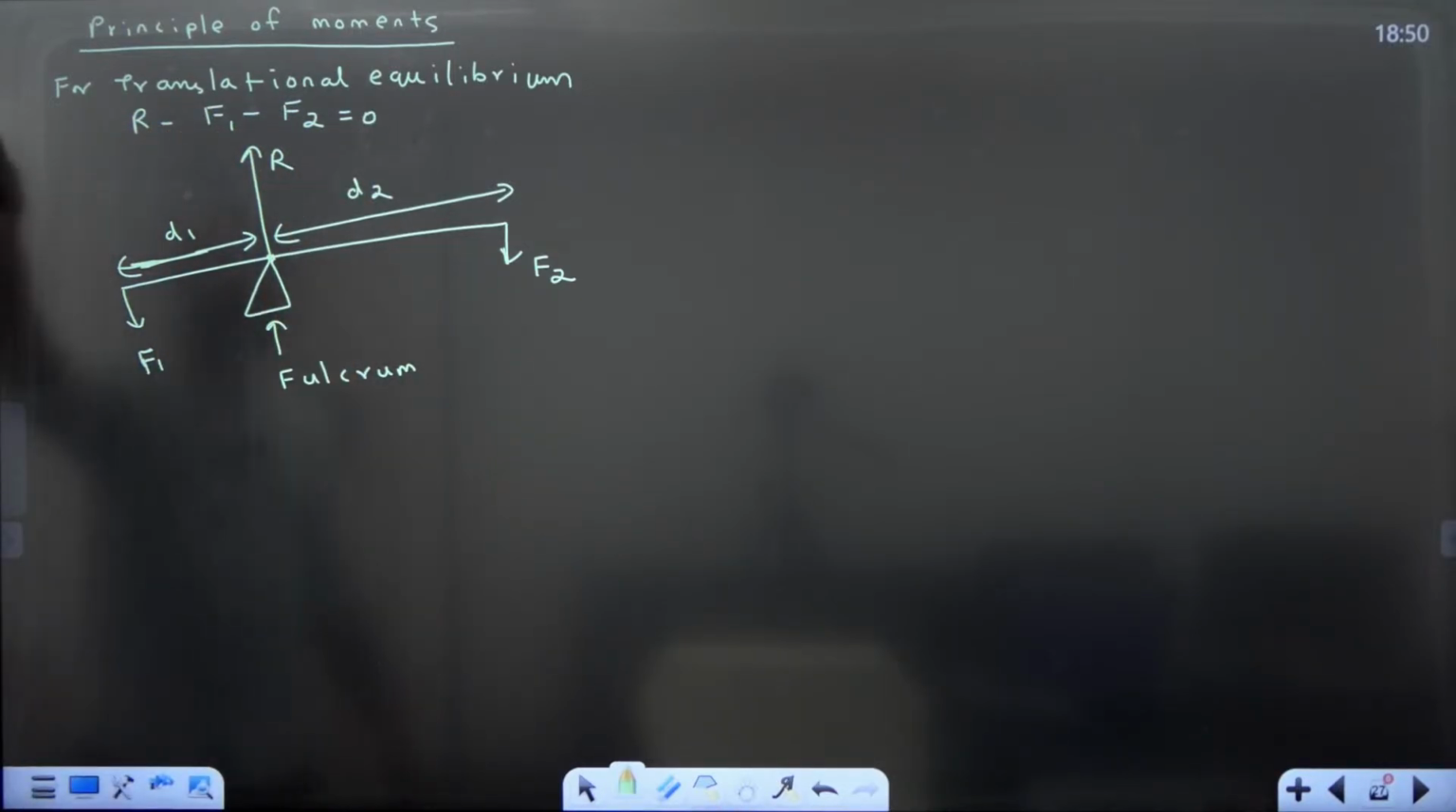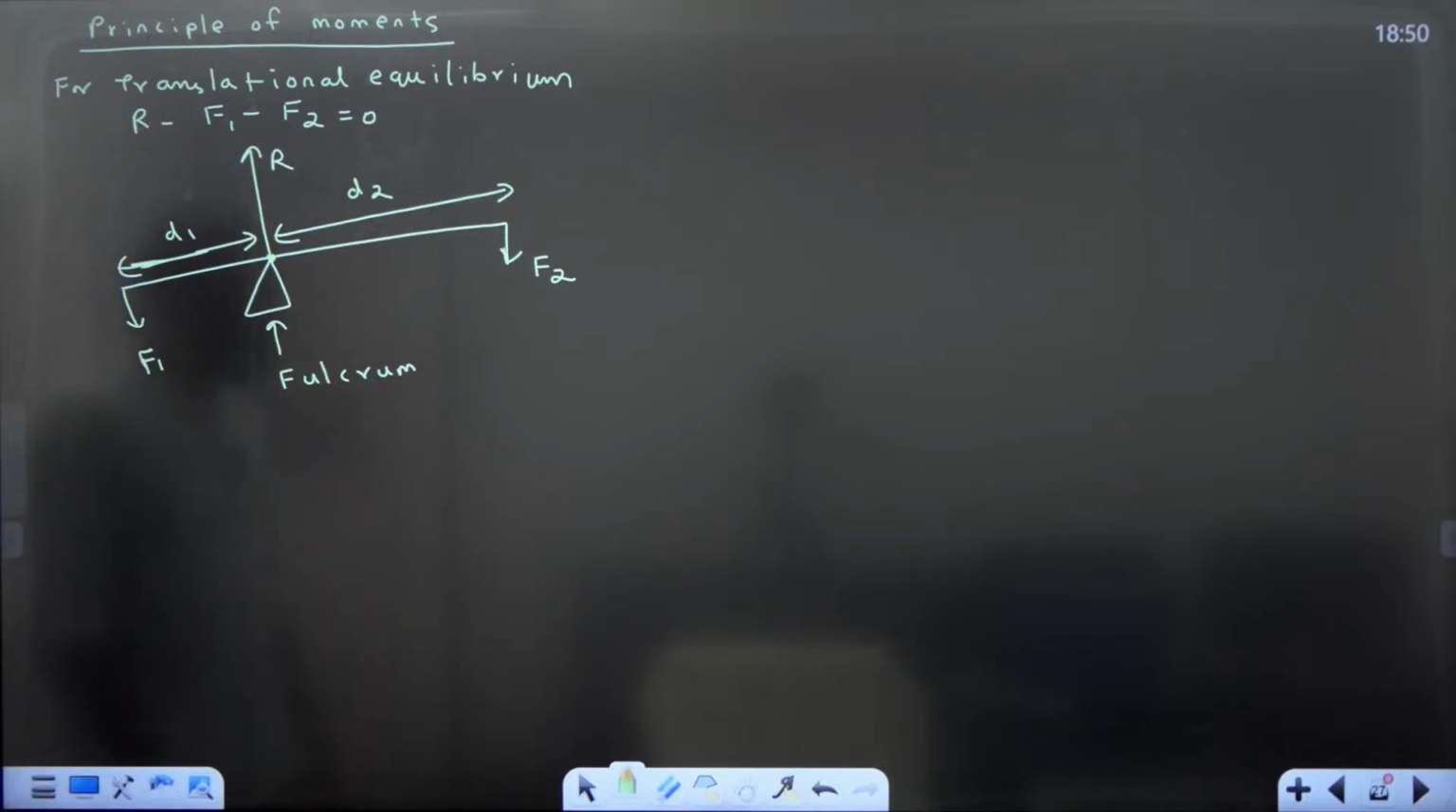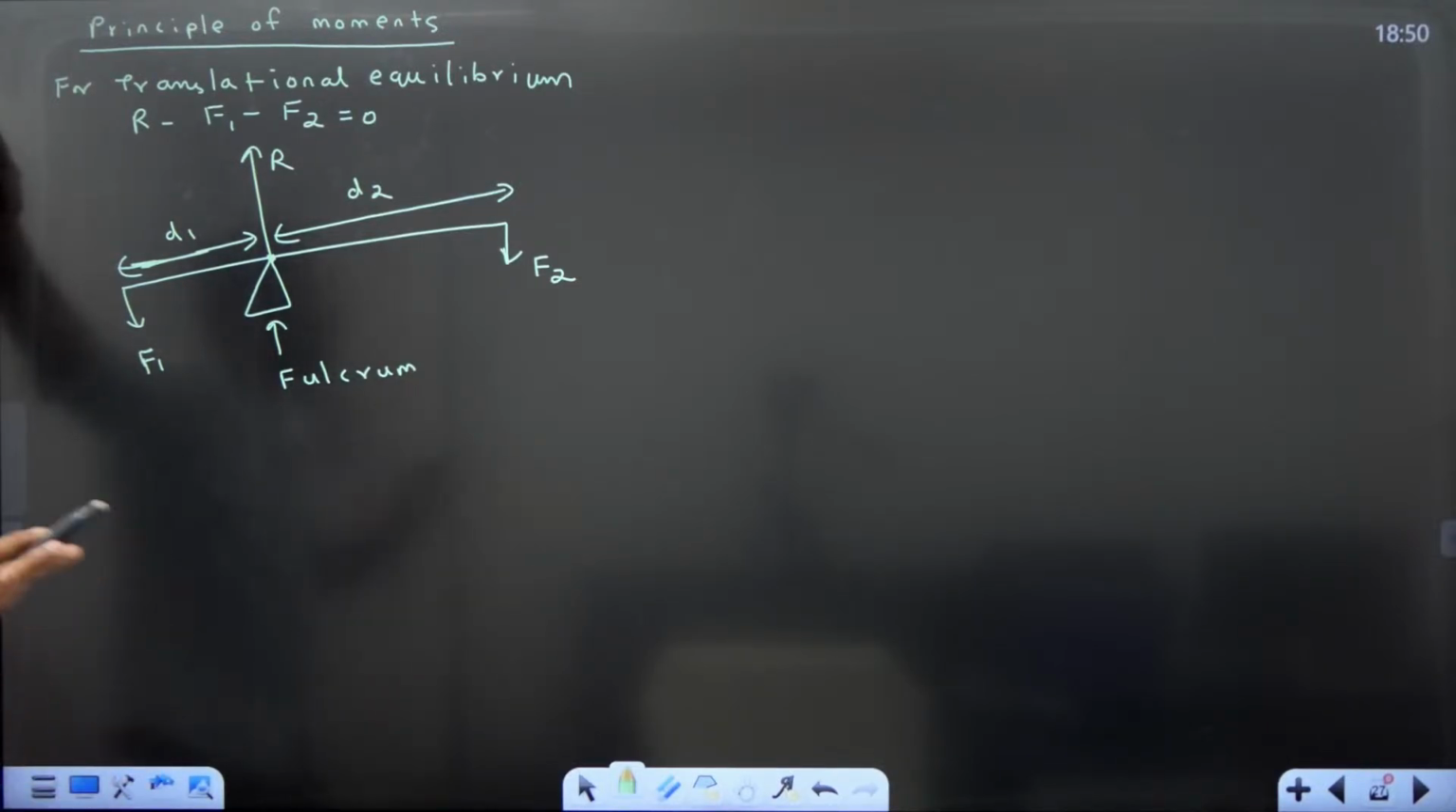Why am I writing that? Because the total force should be 0. Here F1 and F2 forces are acting in the downward direction. Normal reaction is in the upward direction. If I take normal reaction as a positive force, then F1, F2 should be negative. But if the body is in translational equilibrium, the net force acting on the body should be 0.